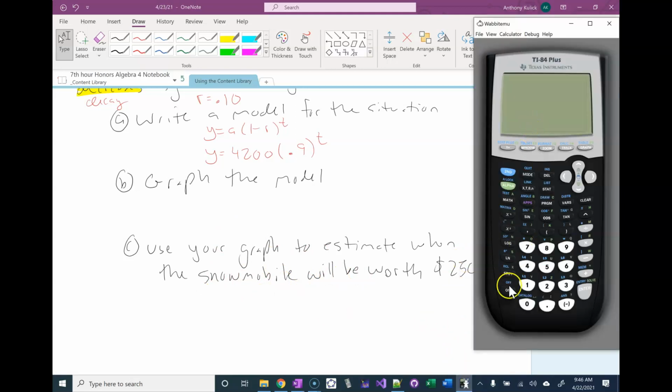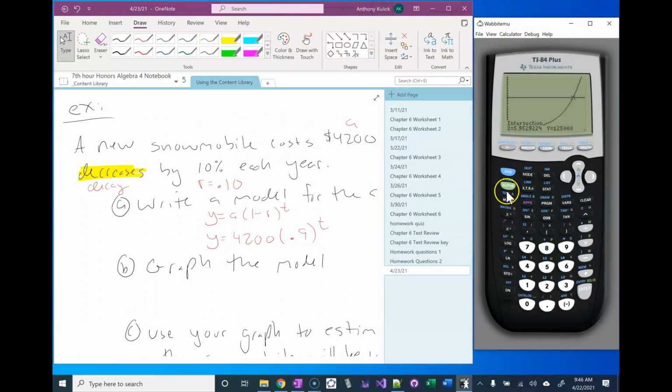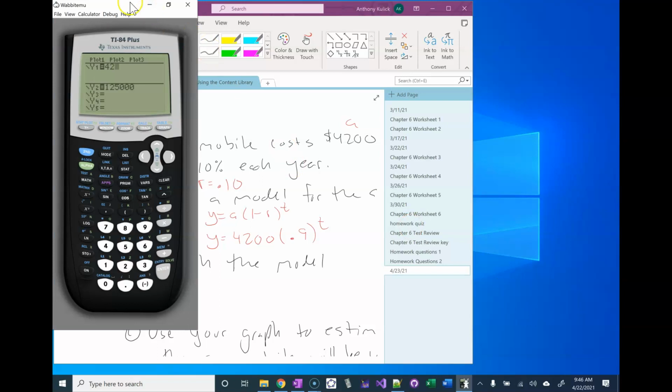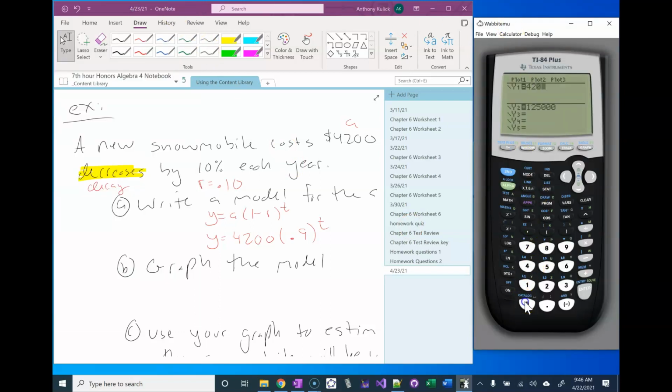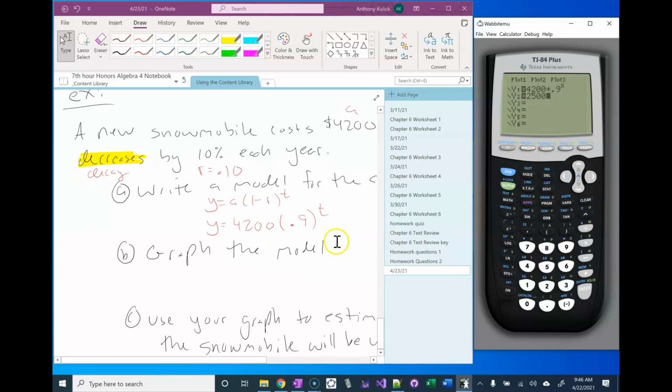So again, I'm going to do this the same way that I did before. So I'm going to go in and I'm going to type in my function, which is 4,200 times 0.9 to the x. And the value I'm looking for is 2,500. So I'll graph that in the other section. And now I'm going to have to reset my window here.